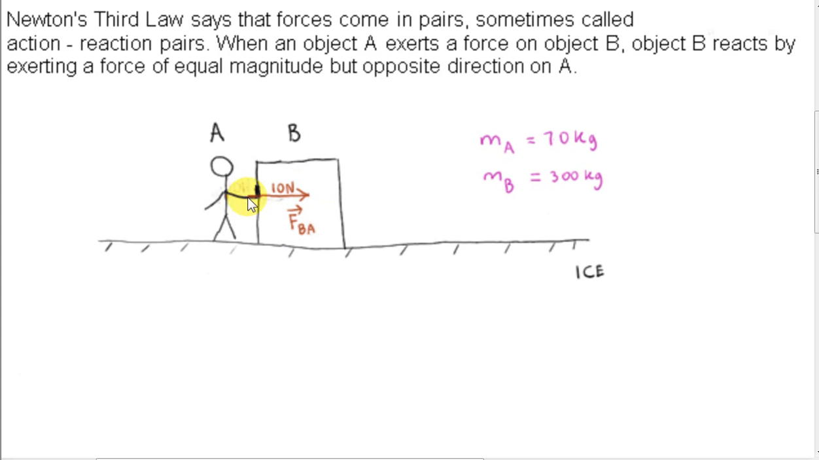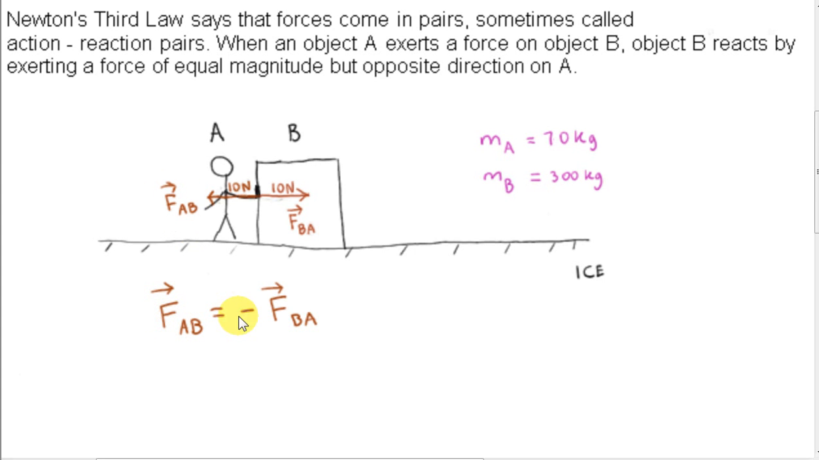By Newton's third law, that's equal in magnitude but opposite in direction. So I'm trying to draw a vector of the same length as this vector here. Its magnitude is 10 newtons. But it's a different vector. We can call it the force on A due to B.